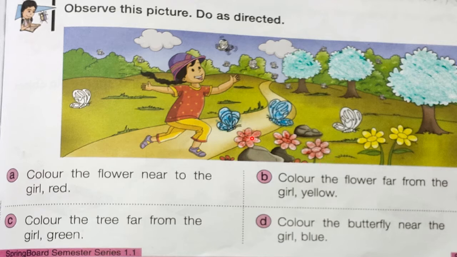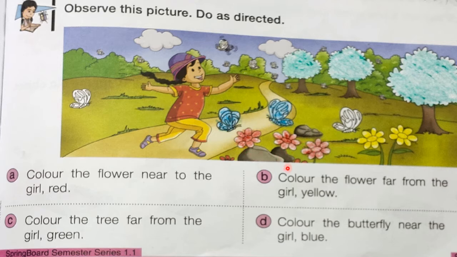Observe this one children. Observe the picture. Do as directed. See here. They have given instruction here. Okay. First you observe the picture. Which is near and which is far. Okay. Color the flower near the girl. Which is near the girl? Flower. It is here. You have to color it in red color, children. I have colored for you, and you have to do it in your textbook.